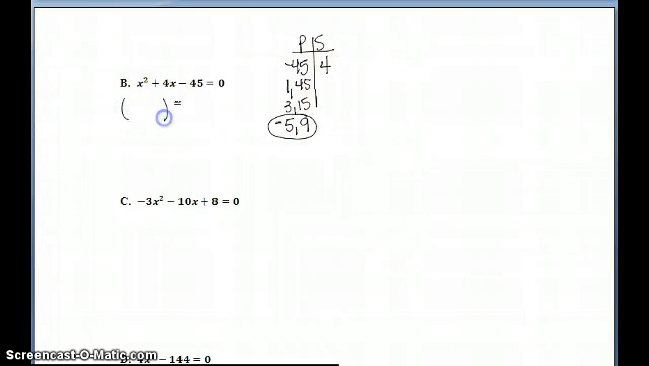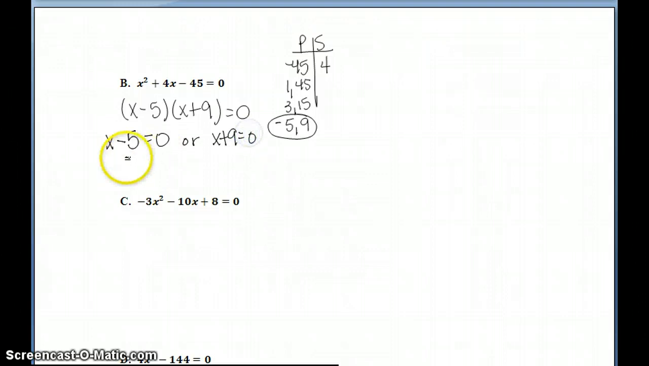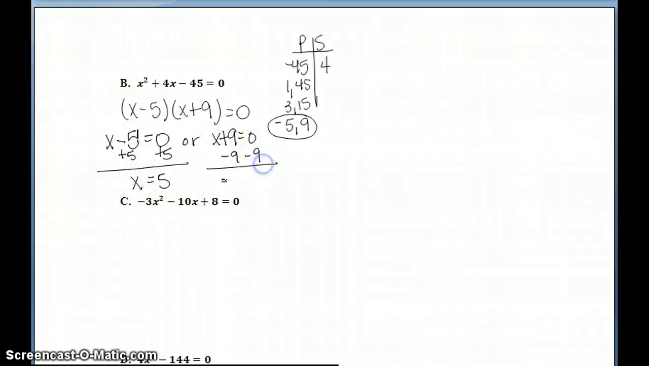So I know that this can be factored into two parentheses. One would be x minus 5, and x plus 9 would be my other one. So my zero product property says that x minus 5 equals 0, or x plus 9 equals 0. I add 5 to both sides, and I get x equals 5. And I subtract 9 from both sides, and I get x equals negative 9. So these are my two solutions. They're my intercepts, and they're my zeros. So that one was pretty easy.